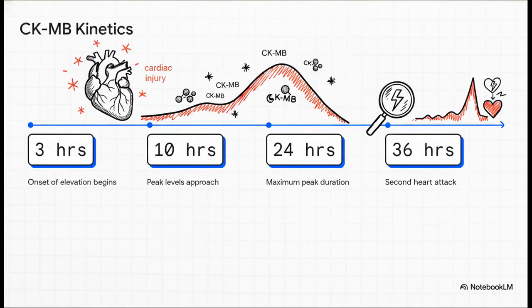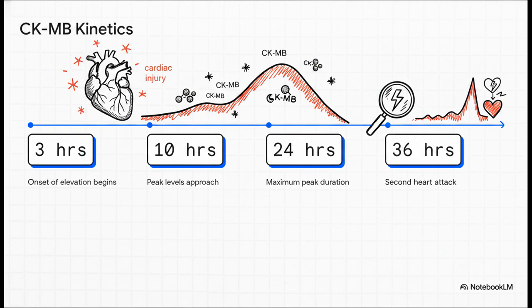Let's track the exact timeline, or the kinetics, of CKMB right after a cardiac injury. It starts to rise about 3 to 6 hours after the injury occurs. It peaks pretty quickly, hitting its highest concentration between 10 to 24 hours. And here is the most important clinical feature to remember. It returns to baseline normal levels by about 36 to 72 hours. Why does that fast drop matter so much?